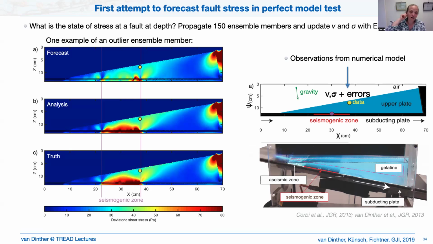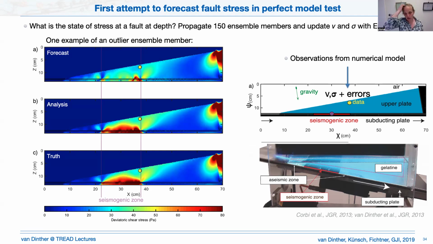So we are forward propagating 150 ensemble members. On the top left, you see one example of an outlier ensemble member. The velocity that we observe there at the surface is not close to the true model that is at the bottom left, where you see that the true model is just before a large earthquake, with stresses very high. Well, in one of these ensemble members, there was already an earthquake before, so stresses are very low.